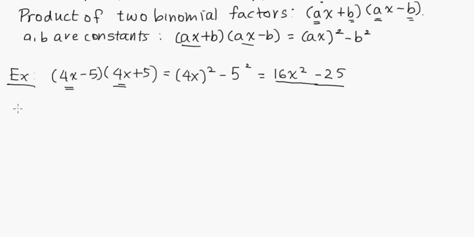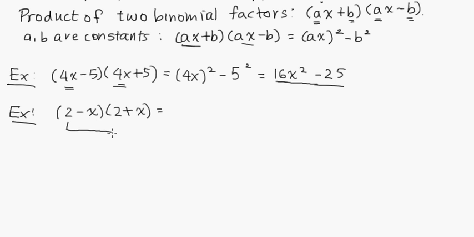Let me do another example. Let's say we have 2 minus x and 2 plus x. Now you see, instead of the x being in the front, we have the constant in the front, but this sign switch is still here. So it's pretty much the same process.